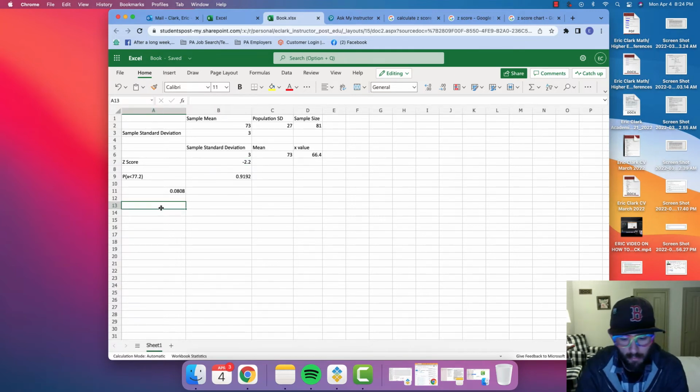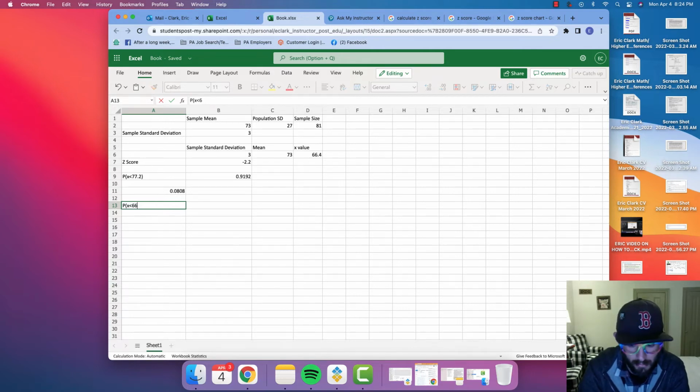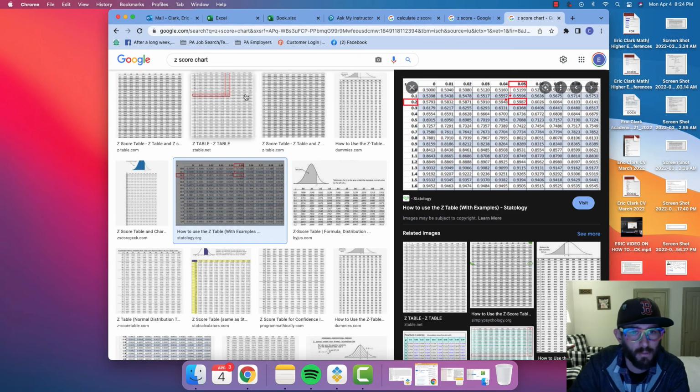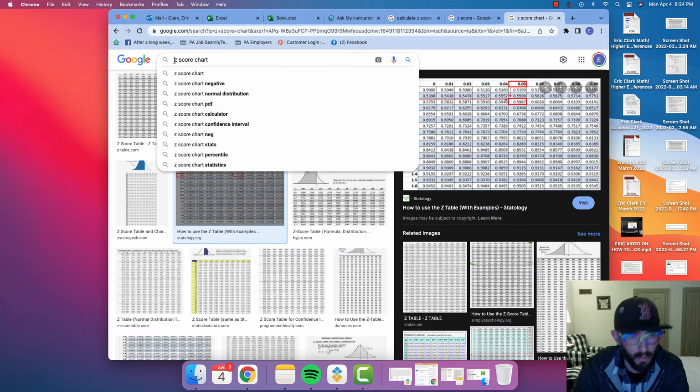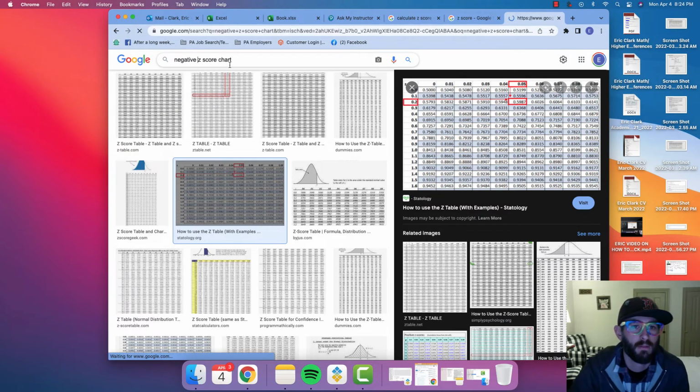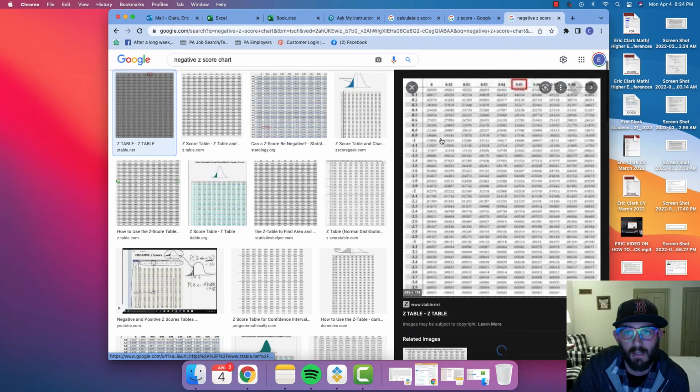So if we have the probability that x is less than or equal to 66.4, we have a z-score of negative 2.2. So if we go to a negative z-score chart, we're going to be able to find a negative 2.2.